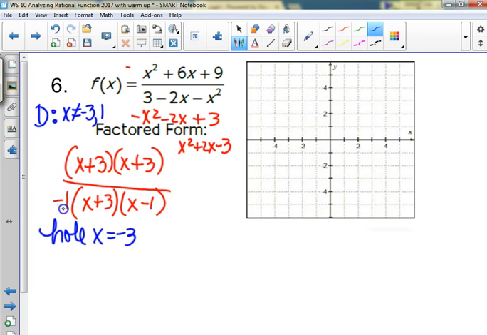What about this negative 1 out here? There's no x out there. Negative 1 never equals 0. We're good. So there are 2 domain restrictions. Then there's a hole and a vertical asymptote. Where's the vertical asymptote?